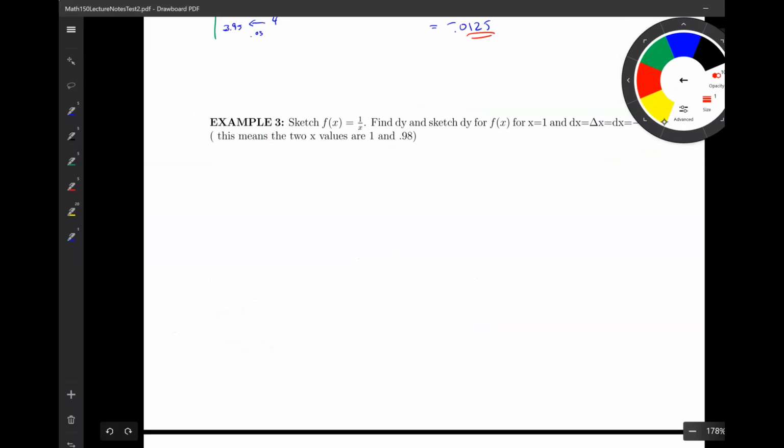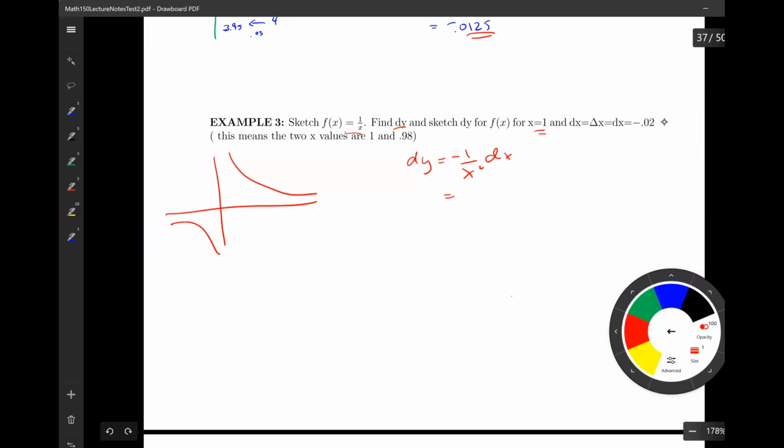All right, let's just do one more and finish it off. Here I have the function 1 over x. It looks like this, and I want to find and sketch dy. So dy is negative 1 over x squared dx, at x equals 1 and dx equaling negative 0.02. So I get negative 1 over 1 times negative 0.02, which gives me 0.02, a positive number. I'm starting at x equals 1, and here is my tangent line. Okay, so there's the 1. I move a distance of 0.02 in this direction, which gets me to 0.98. So where is the dy? It is a positive number. It's the change in the y values on the tangent line from there to there.